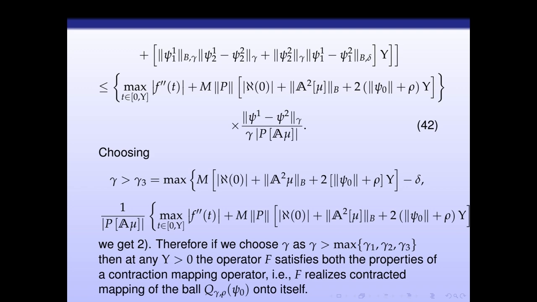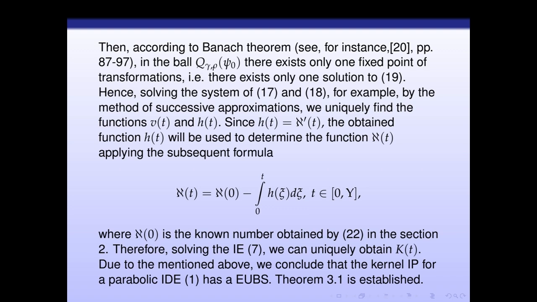Then according to the Banach theorem, we have existence and uniqueness of the solution, and we can also give a formula for the solution, which follows directly from the fixed point theorem. After that, we will find all the unknown functions, because we can find them from the solution of the new problem.